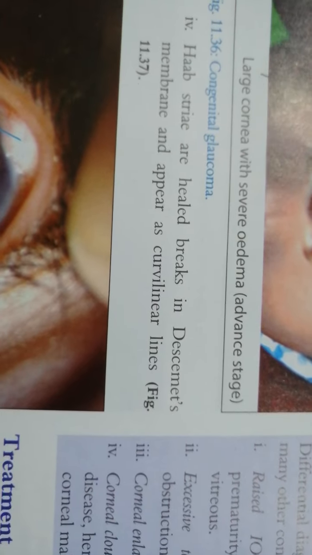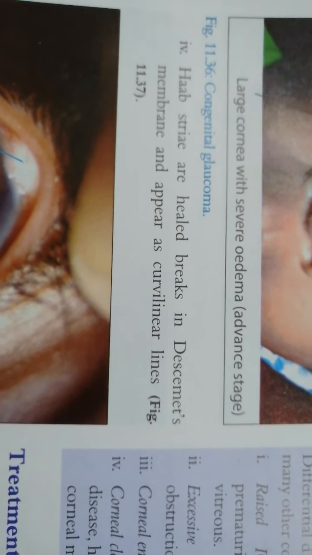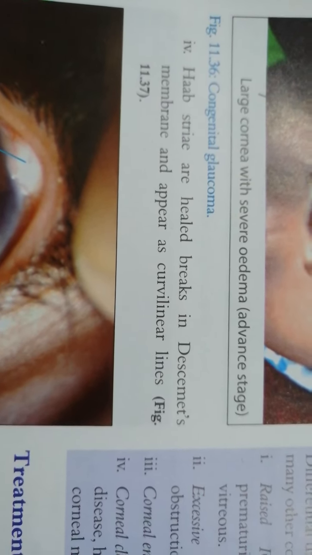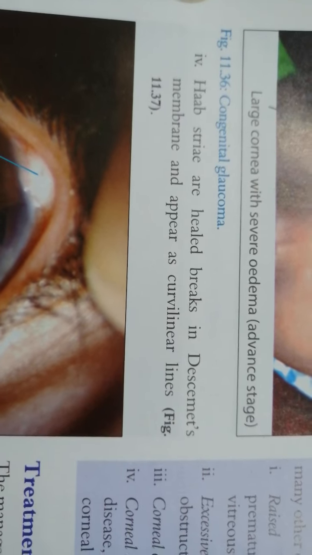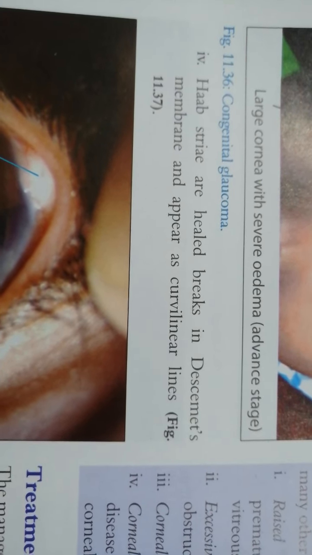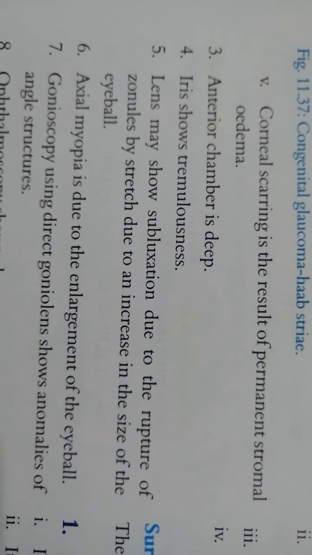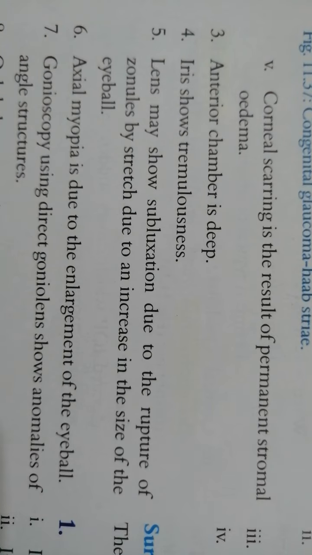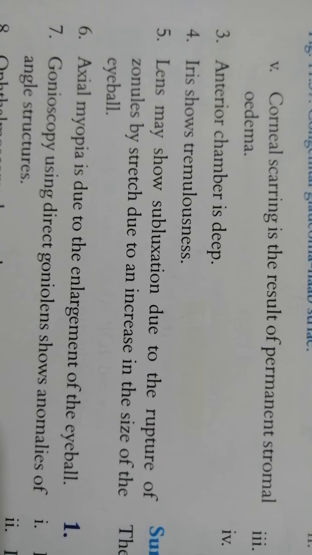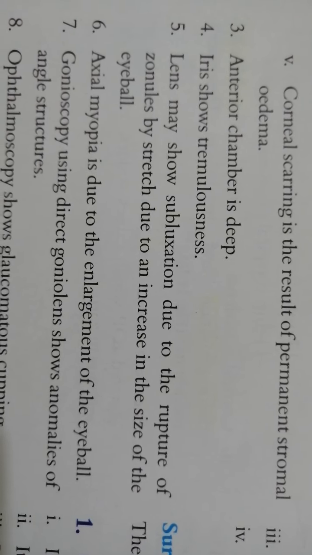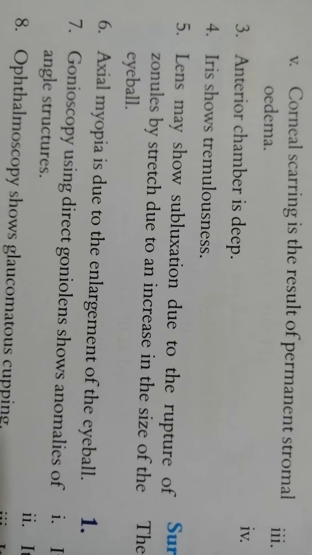An important feature which can be observed on slit lamp examination is Haab's striae, which is again a buzzword you should associate with glaucoma, and these are basically the healed breaks in the Descemet membrane. A couple of other important things include subluxation of the lens because of the damage to the zonules. A very important point is the fact that because of the ophthalmos, the increase in size of the eyeball, there will be development of myopia.